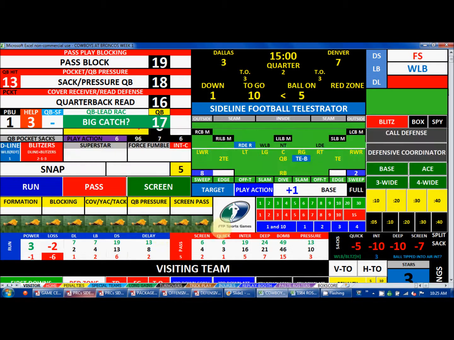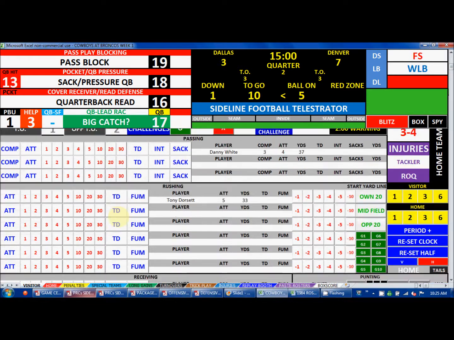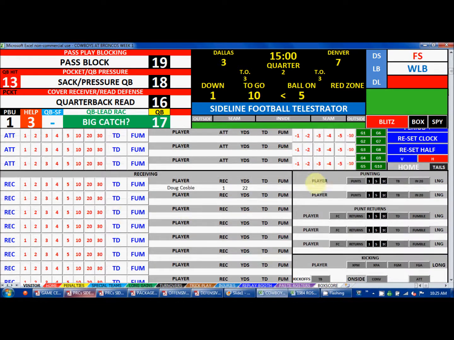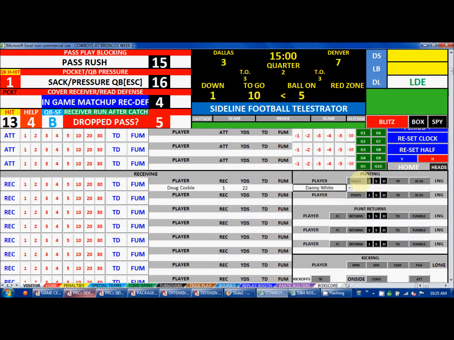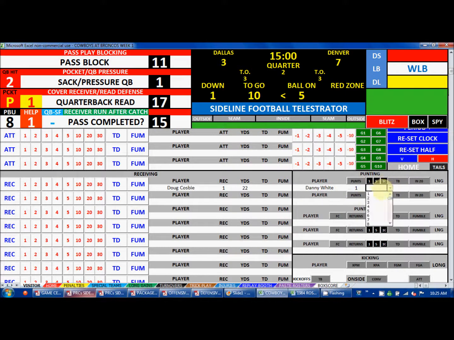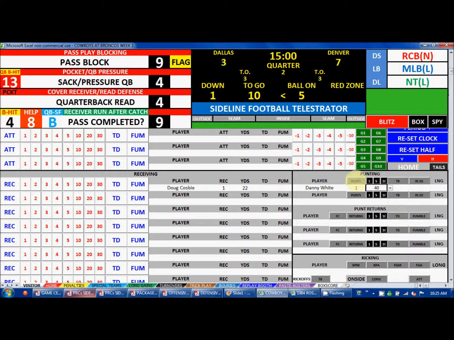Once you move up here, you'll notice now that when play action is available, because Dallas has more than 25 yards, they're in a play action +1. And that continues to go up as yardage is gained. And over here, again, for Danny White, let's say he gets a punt. Instead of using those buttons, you can just simply scroll down 40 yards, maybe the touchback, long, etc., etc.